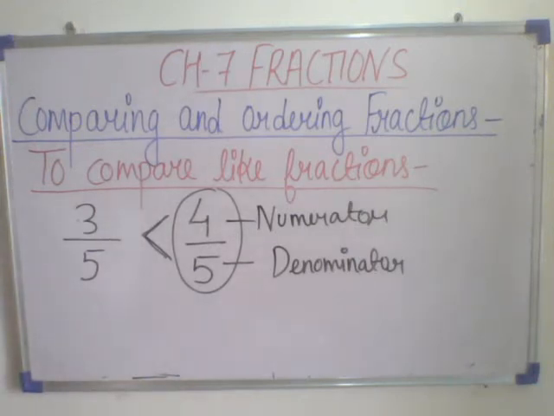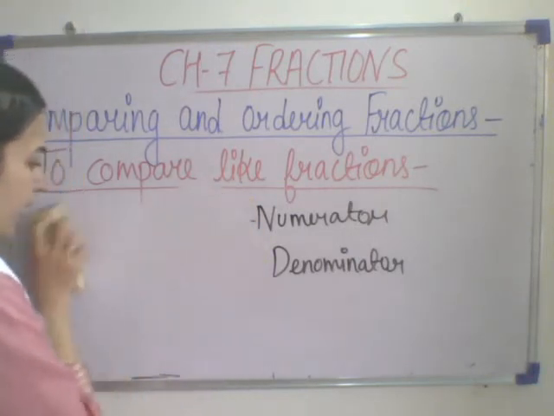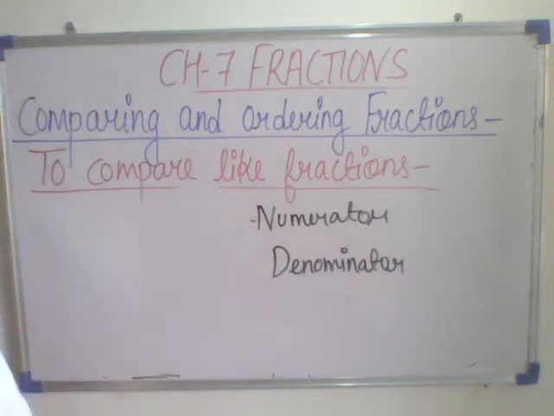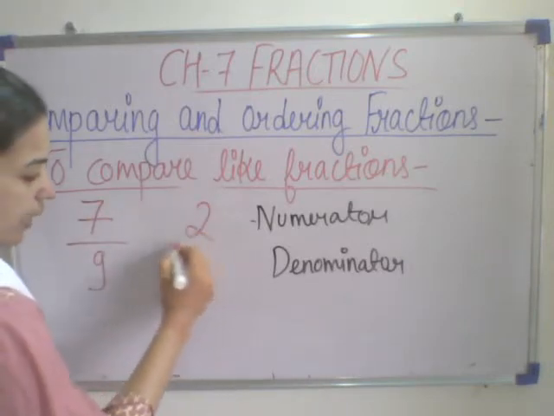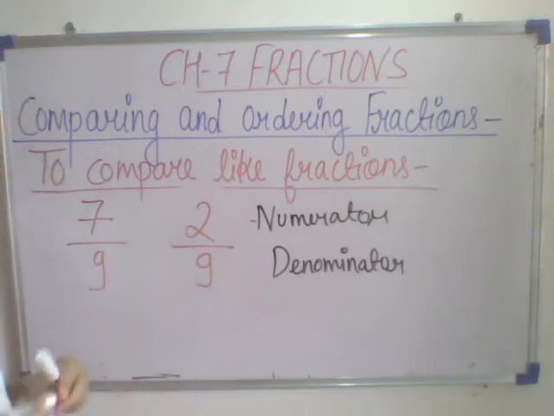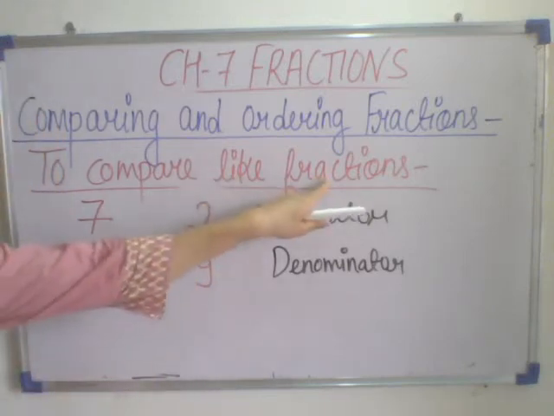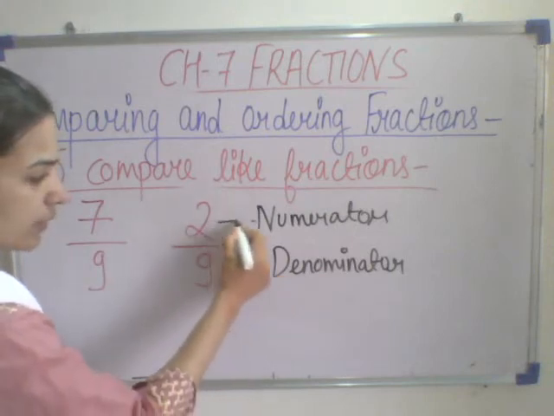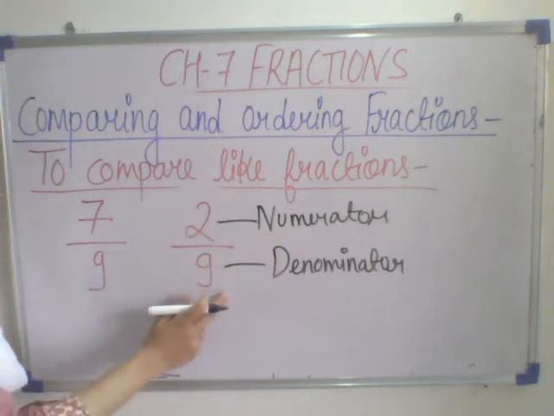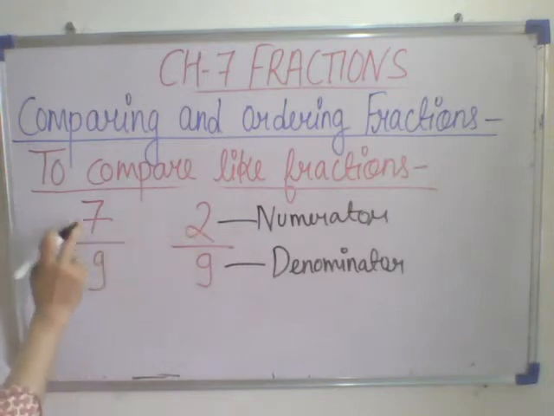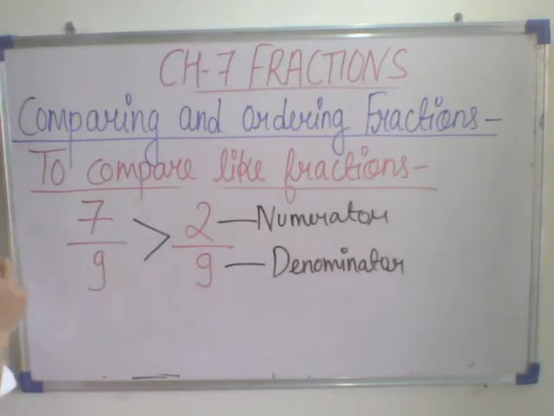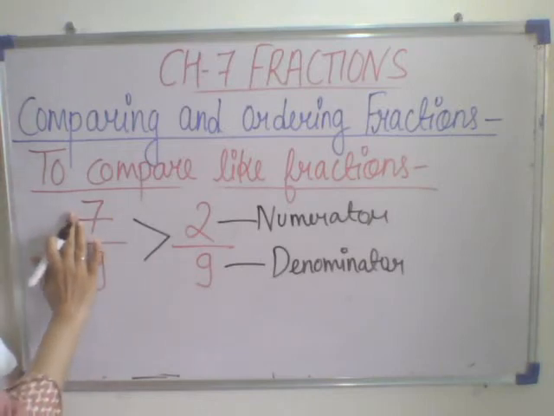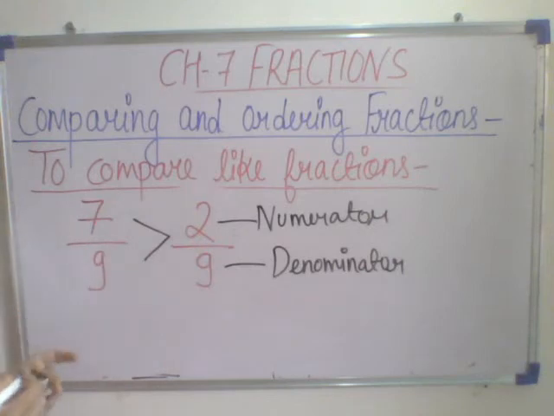Now I am writing another like fraction and we have to tell which of these is greater. I am writing here 7 upon 9 and here I am writing 2 upon 9. Again these two are like fractions. Why? Because the denominator in both is 9. So we will be seeing the numerator. The numerator 7 is greater than 2. So I will be putting the sign of this. This 7 upon 9 is greater than 2 upon 9.